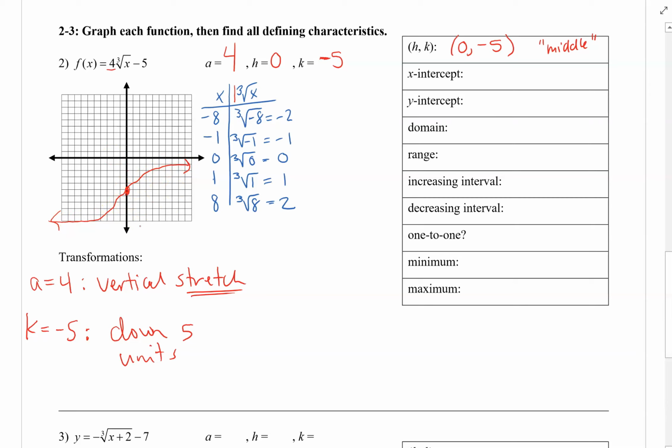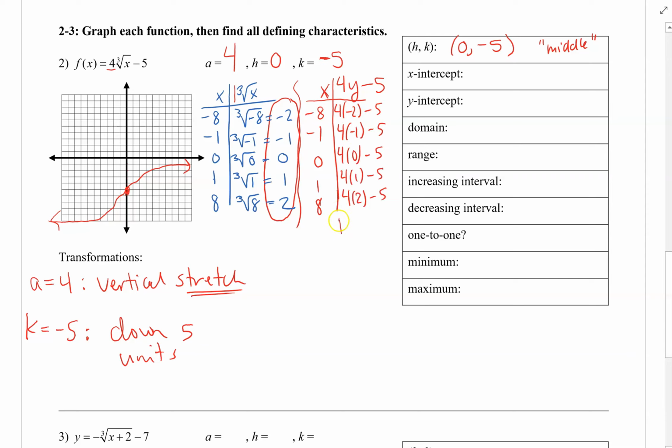Okay, so now we're going to follow the transformation rules. So I'm going to make a column. My x's are going to stay the same because h is 0, so that doesn't change. So I'll still have -8, -1, 0, 1, 8. But for the y values, you remember we multiply a to y, so it's going to be 4 times y, and then we add k to y. Of course, k is negative, so we'll subtract. When I say y, I mean these values here: -2, -1, 0, 1, and 2. I'm going to multiply each of those by 4 and subtract 5.